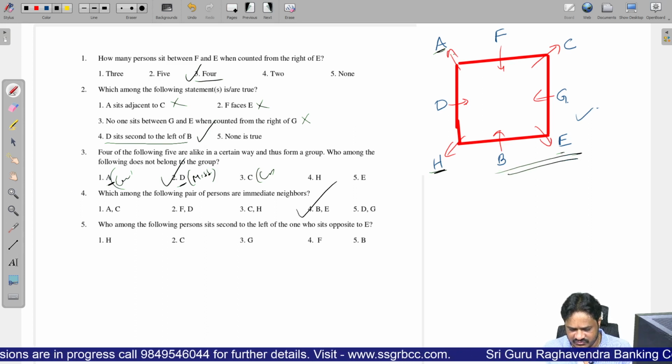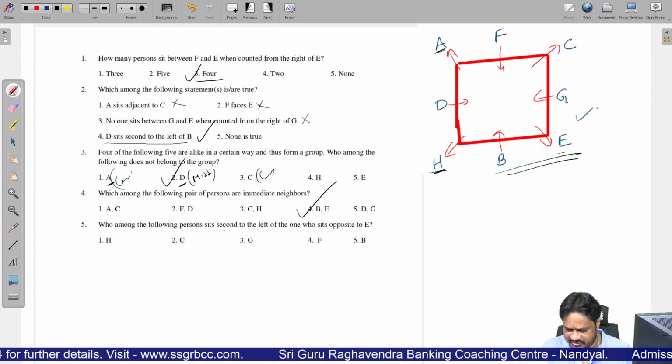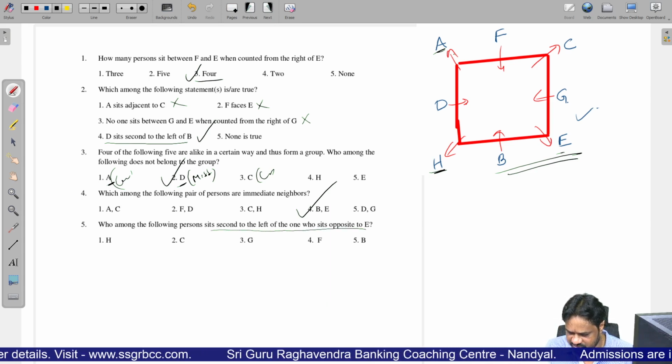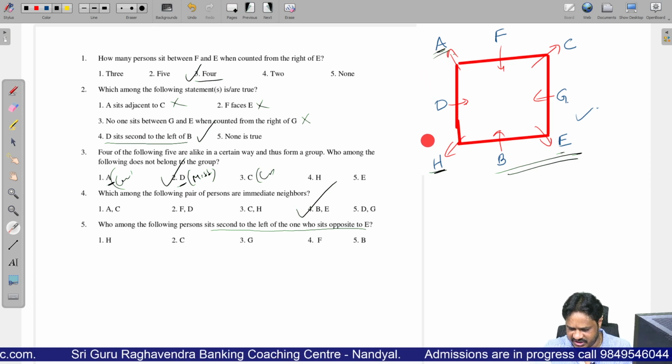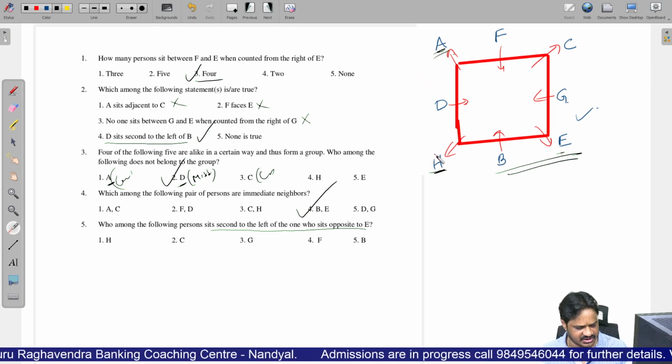Next, who among the following persons sits second to the left of the one who is opposite to E? Now, first of all, who is opposite to E? A. Second to the left of A means you have to take A's right second. So who is A's right second? That is definitely nothing but H.